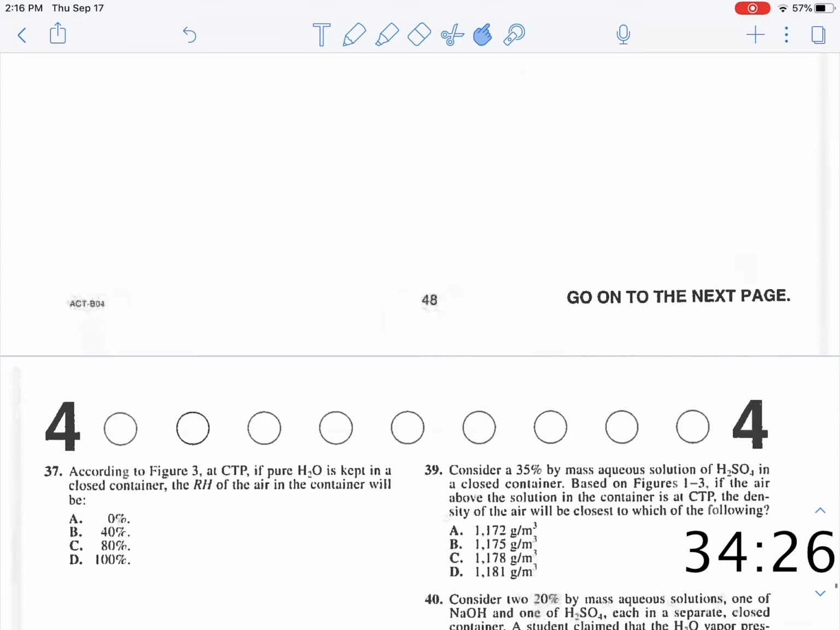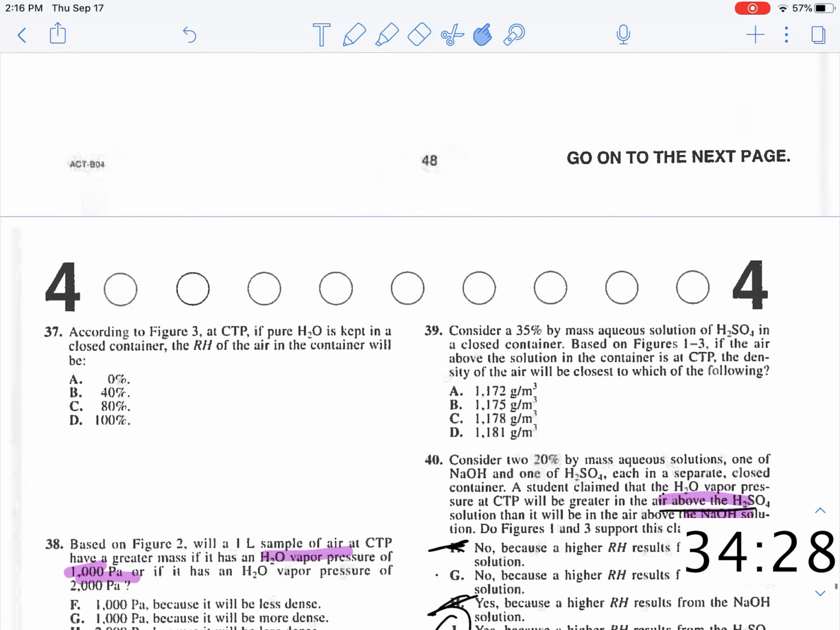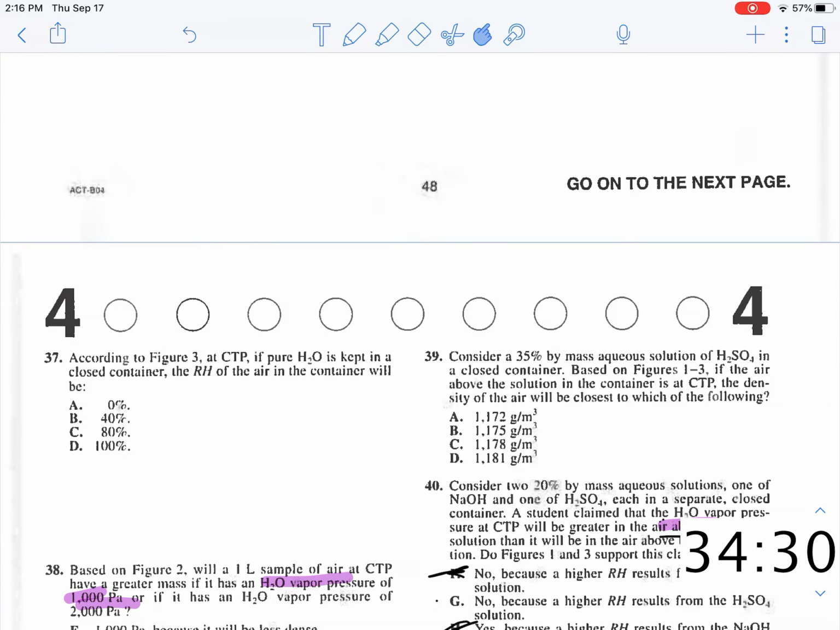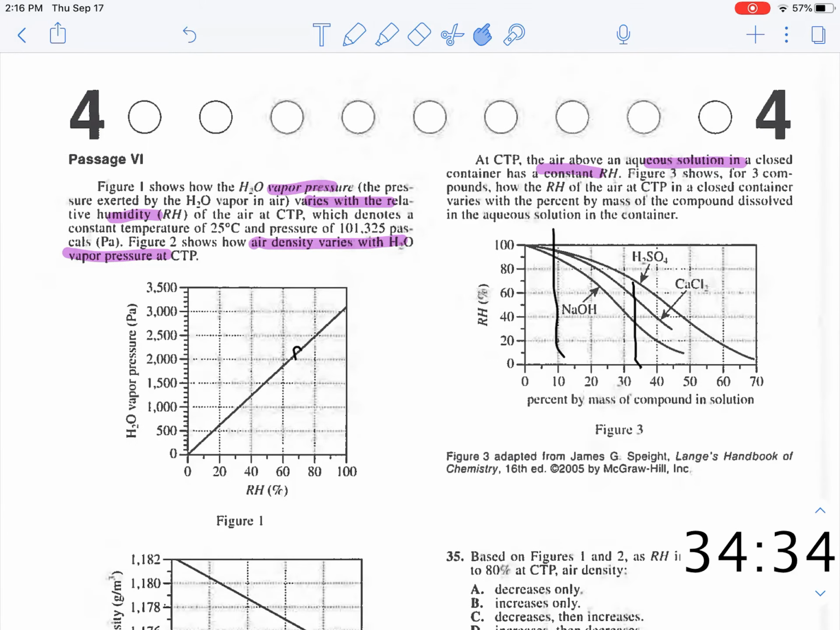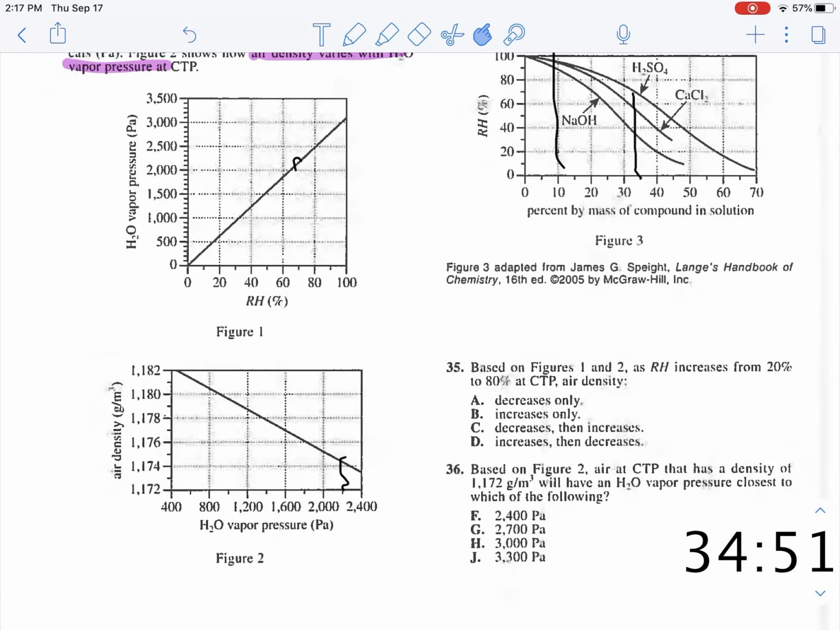Okay, 39. We're almost out of time. 39. Yeah, okay, 35% by mass aqueous solution of sulfuric acid. 35% by mass. That is around 70%. A little less than 70%. So then that would be around 2200. Yeah, let's just say 2200. And then 2200.